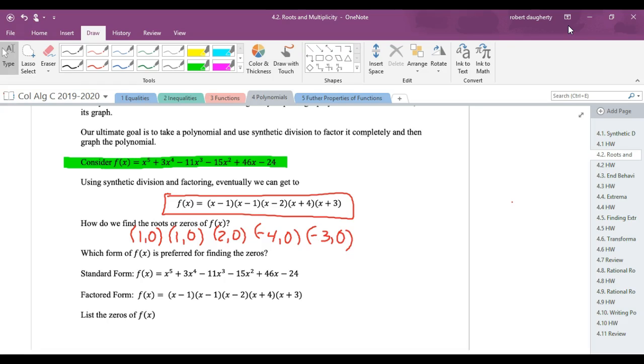Now, one thing you need to get comfortable with, if I say the zeros, if I say the roots, if I say x-intercepts, these all mean the same thing, okay? If I were to ask you, what are the zeros of this equation? What are the roots of this equation? What are the x-intercepts? Those are all setting each factor equal to 0 and finding that point on the x-axis.